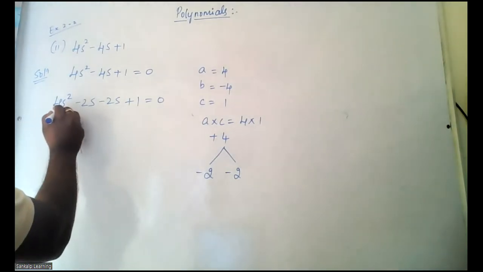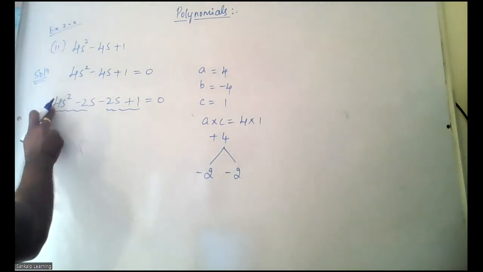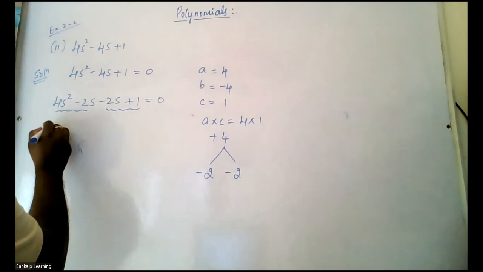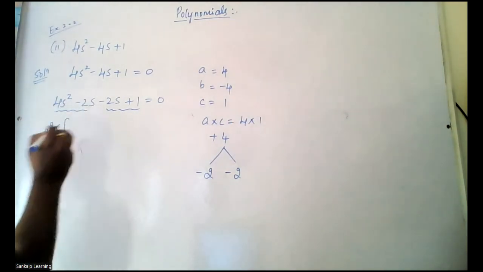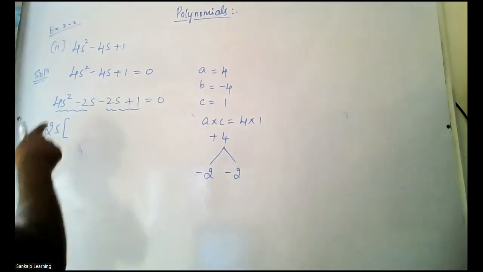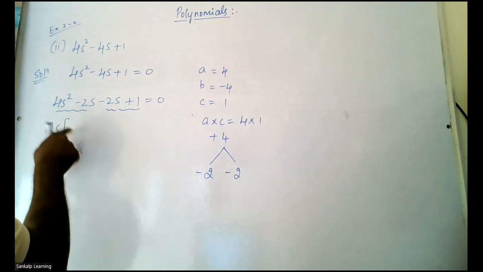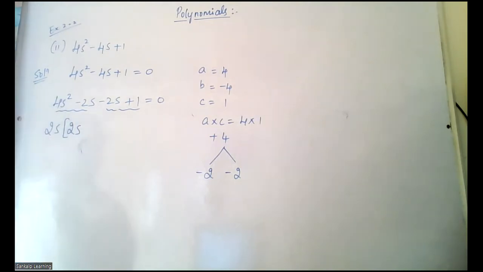Between the first two, we have to take common. Between the next two, we have to take common. So what is common? Here you got 4, here you got 2. Which is the highest number that divides 4 and 2? It is 2, isn't it? Between s square and s, we have to take s as common. Now what is left out? Earlier we had 4. We have taken 2 as common. So 2 into what gives you 4? 2 into 2. Observe, 2 into 2 gives you 4. S into s will give you s square.